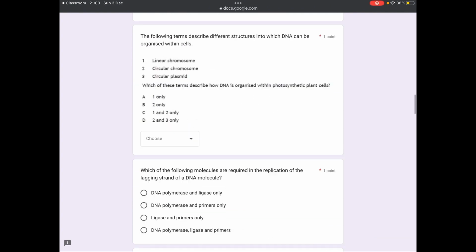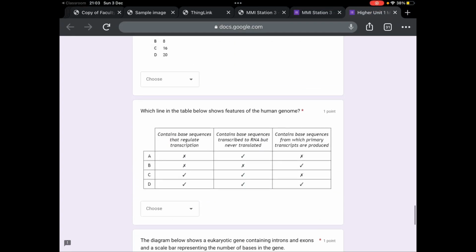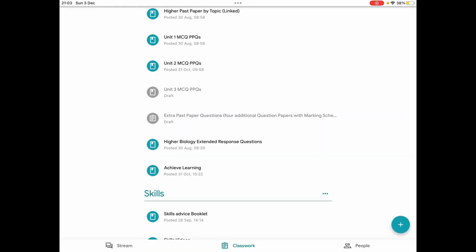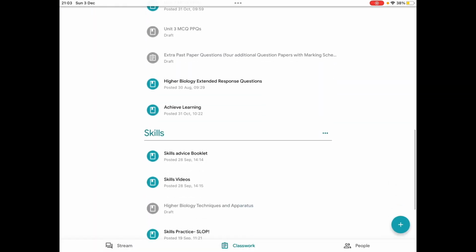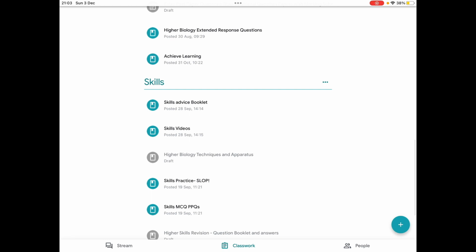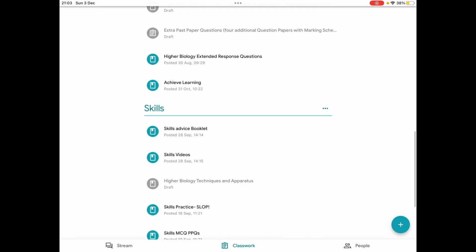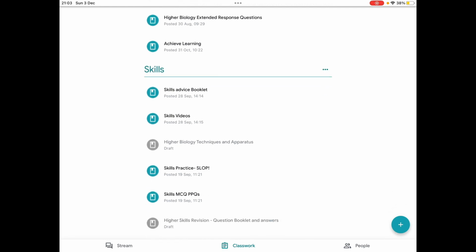And again, as with the National 5 one, it will mark it at the end for you, and you can check over the ones you got wrong and do something about those. And again, it's got the link to Achieve, which is also really good for Higher, so you can have a look at that website. You can get login details off your class teacher.